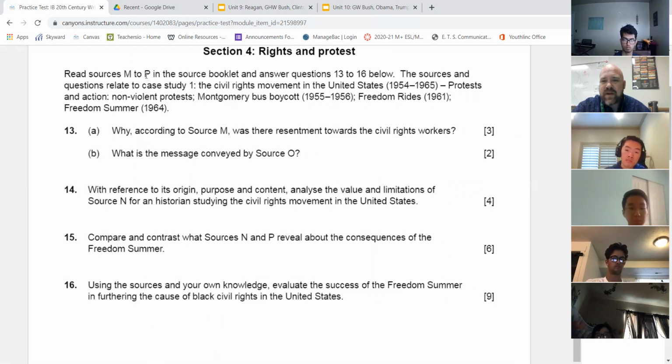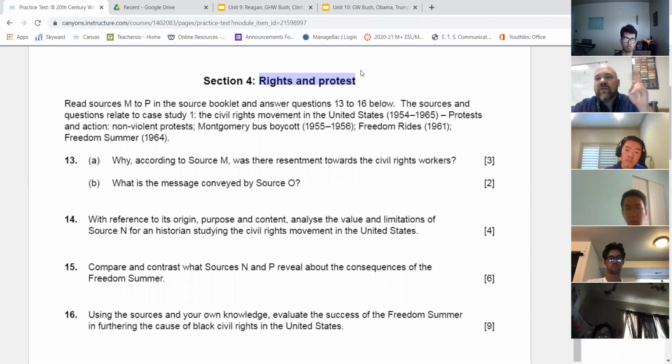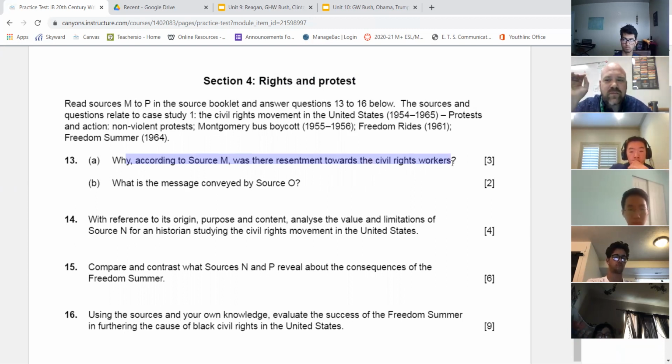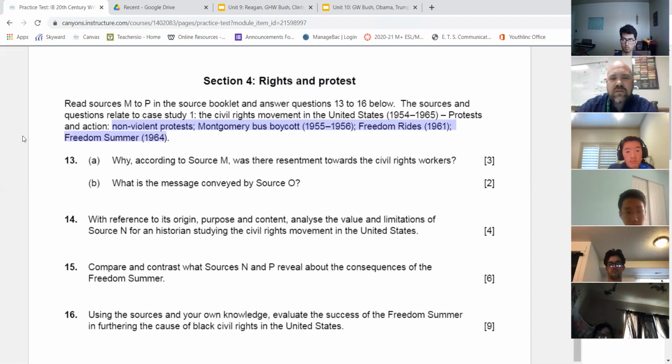Okay, so you read sources M and P, which is on the other PDF, right? And it's about the US Civil Rights Movement. This rights and protest will always be either US civil rights or South African apartheid. It'll be one of the two, right? Or it could be both. So according to source M, there was resentment towards civil rights workers. Without even looking at the sources, you probably can answer a lot of these questions. Who is probably being resentful? Who is resenting whom? If we're talking about the US Civil Rights Movement, who is probably resenting whom?